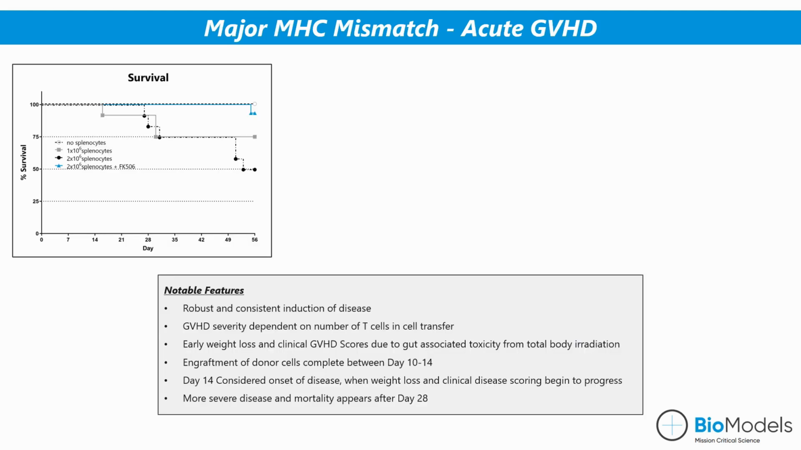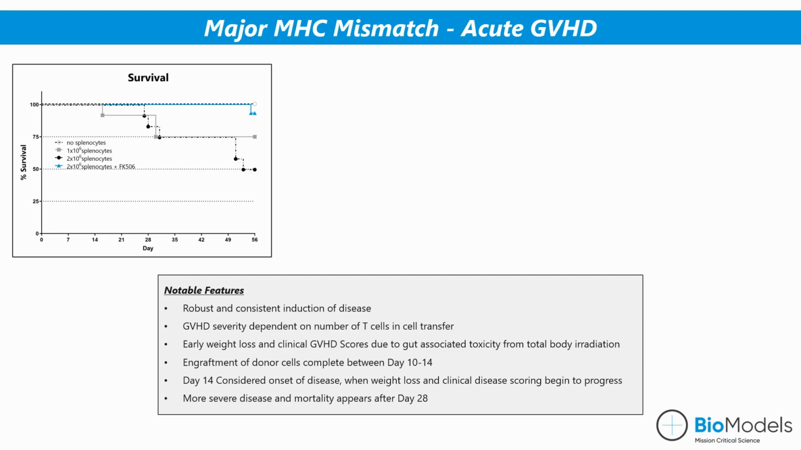So I'm now going to go through some typical data for this MHC mismatch model. The data that I'll be presenting today, all of the groups were given a total body irradiation and then a cell transfer with bone marrow. The differences between groups are the number of splenocytes that were given, as well as the reference compound. So in the first three groups here, they were either given no splenocytes, 1 million splenocytes, or 2 million splenocytes. And with the standard disease run, they shall receive 2 million splenocytes. And then the final group here is the standard model plus a reference compound.